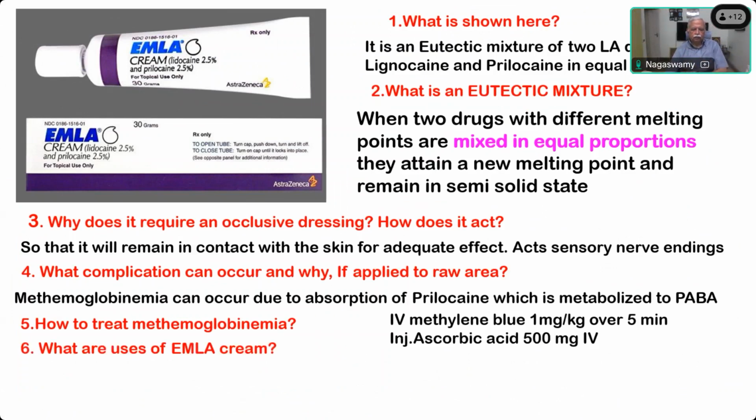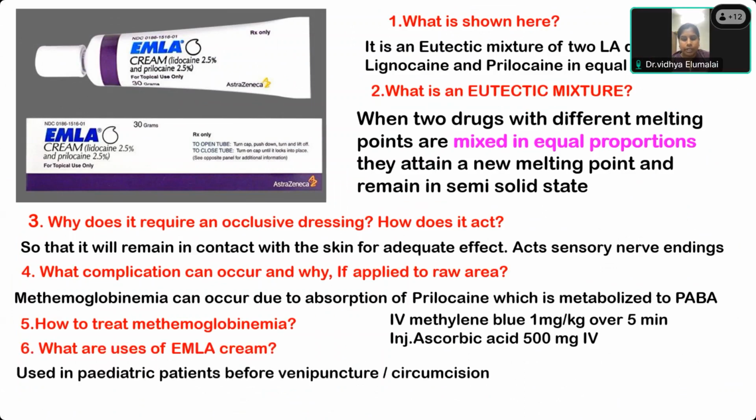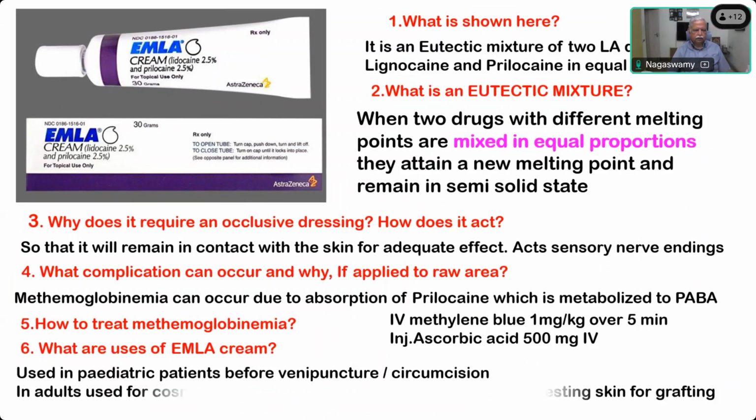What are the uses of emlacrin? Sir, for IV cannulation, ear piercing, and in pediatric patients before venipuncture. Even circumcision is done under emlacrin application. In adults, for cosmetic procedures like VAT, tattoo removal or harvesting a small skin graft, you can use this.